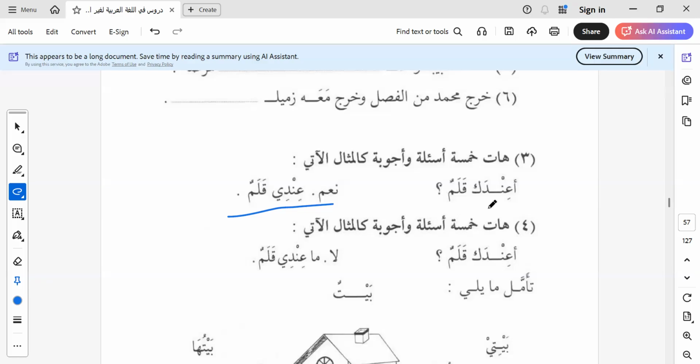Assalamu alaikum. I want us to form questions. The instruction says: form a sentence, a question and answer, like this. This is a question: Indaka kalam, do you have a pen? Naam, yes, I have a pen. So I want everyone to form at least one example each of your own.